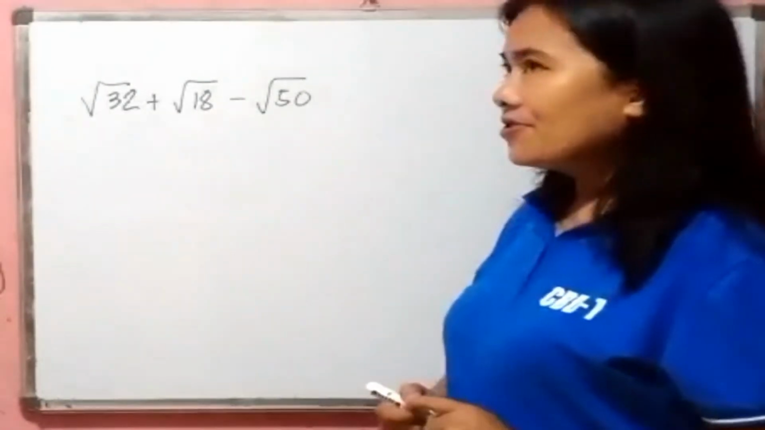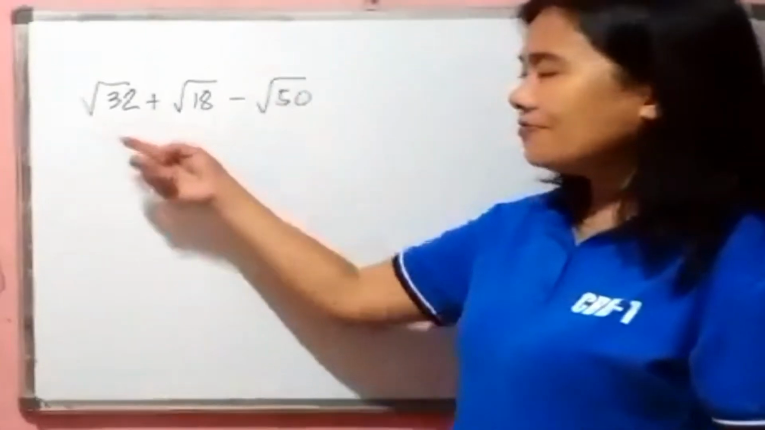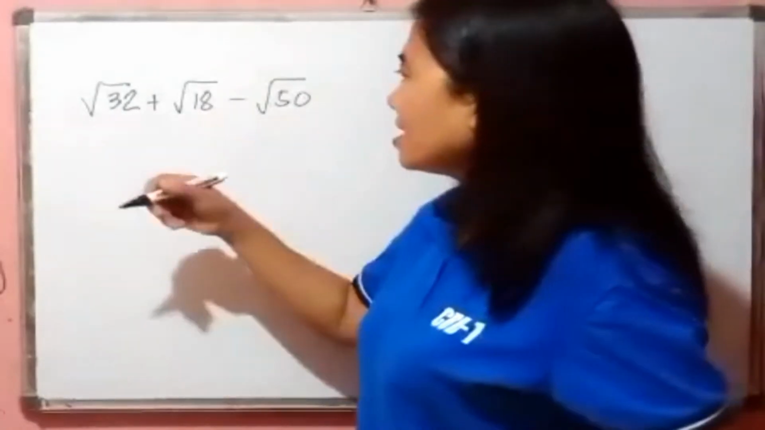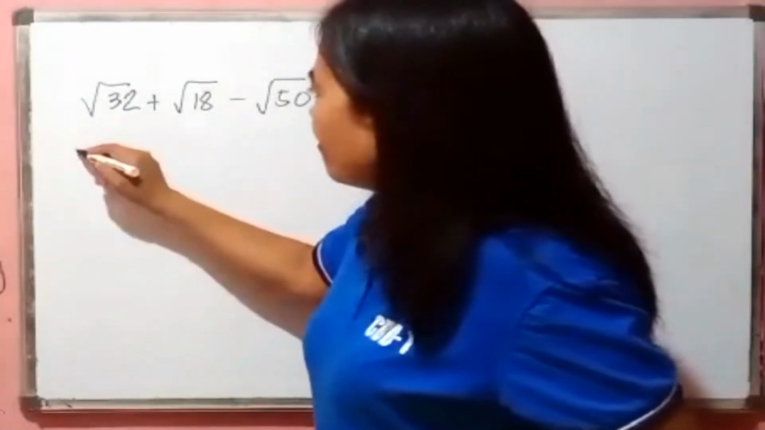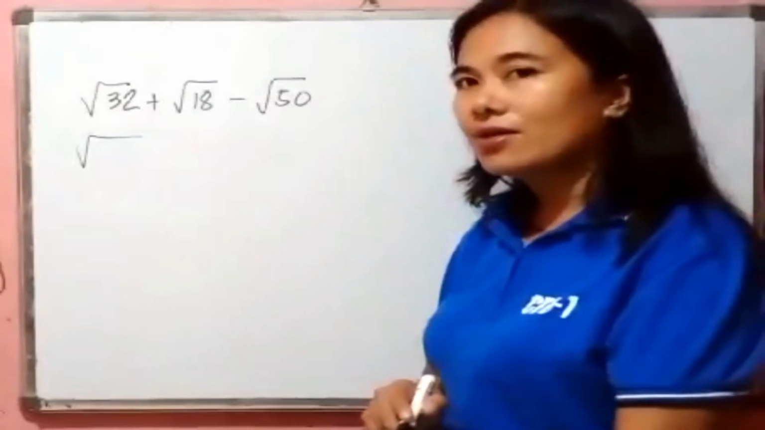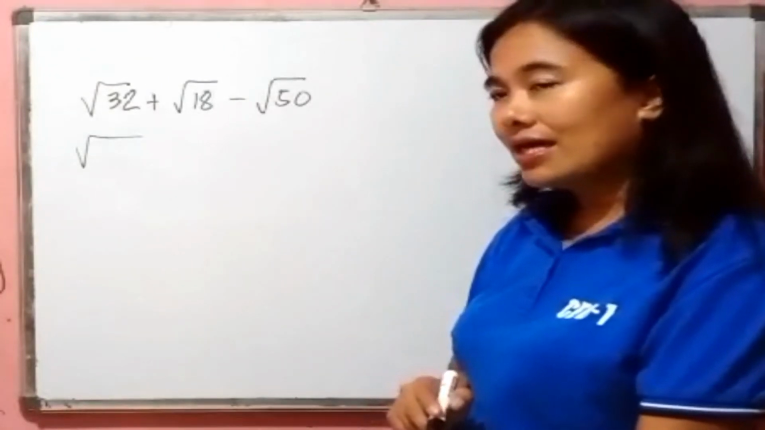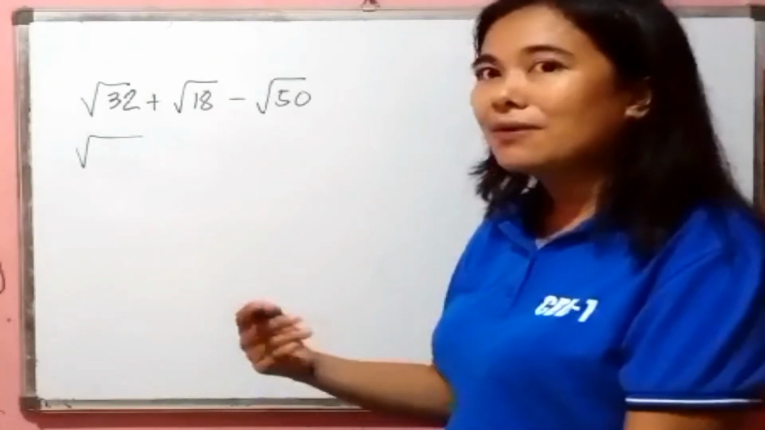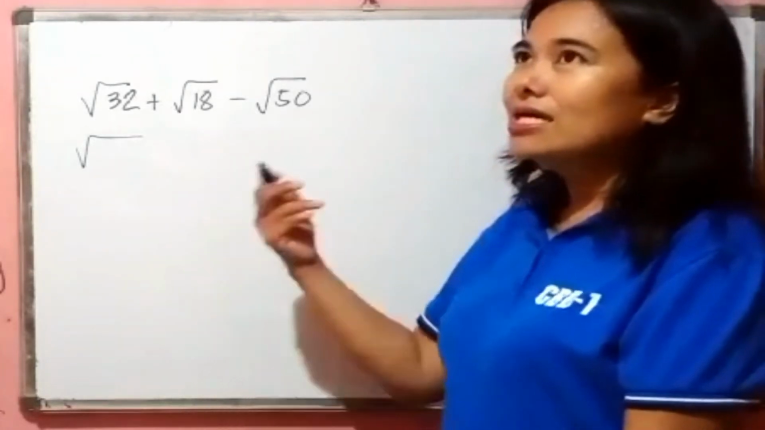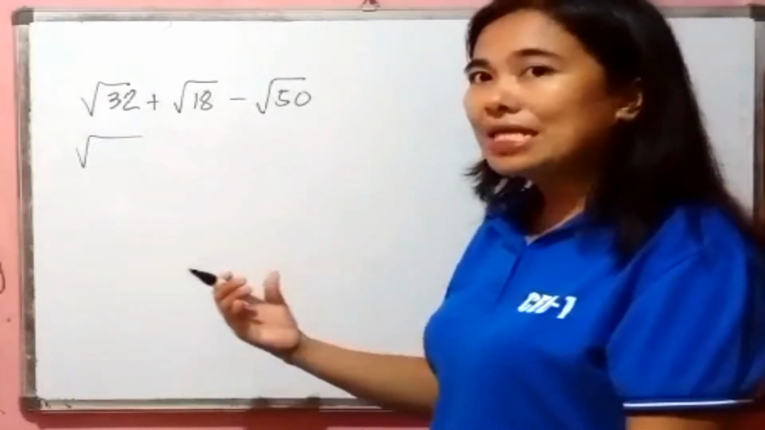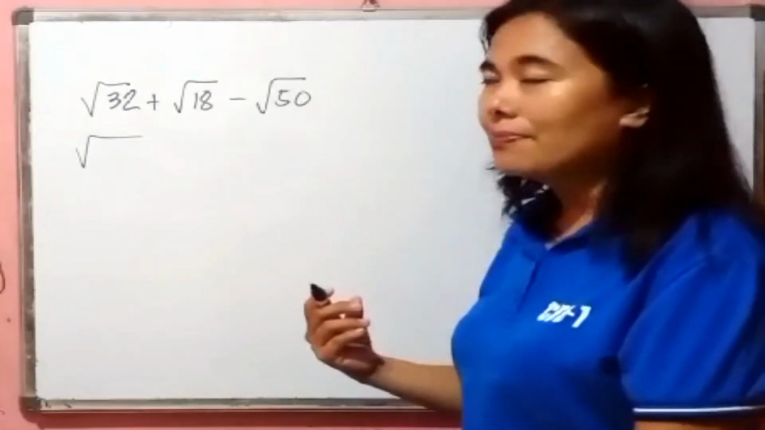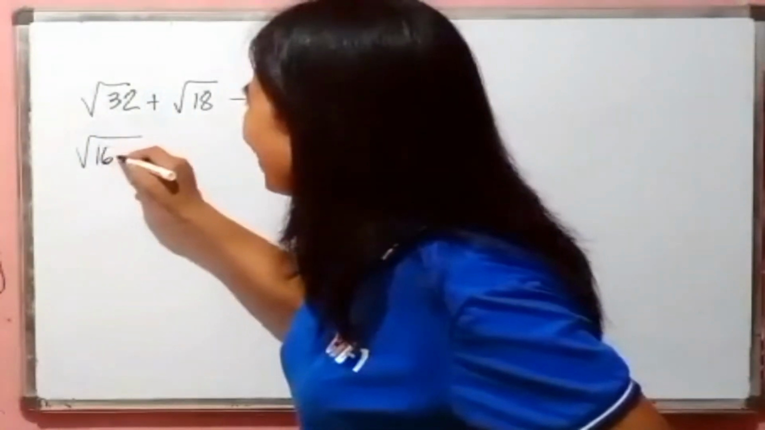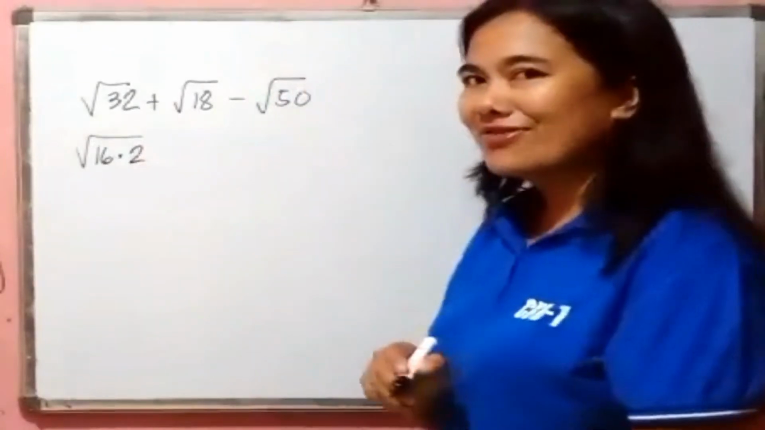Okay? So, for 32, hanap pa ng factors of 32 na yung isa is a perfect square. The greatest factor dapat hanap perfect. Okay? So, for 32, meron tayong 4 and 8. Kaso lang, yung 8, kaya pa rin siyang i-factor. So, basically, hindi 4 yung pinaka mababang factor na perfect. So, baka 16 yon. Okay? So, 16 times 2 is 32.